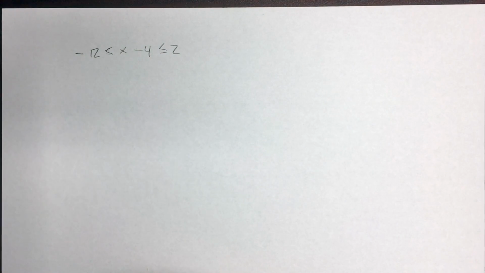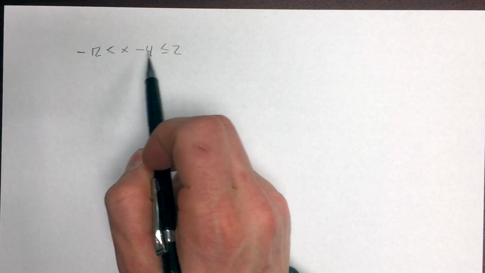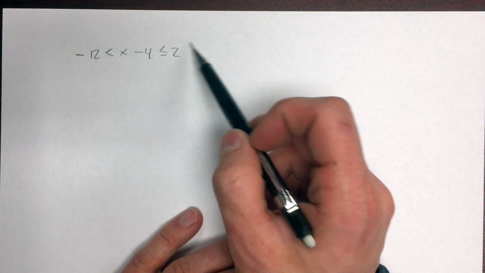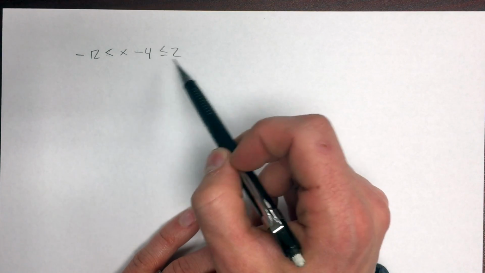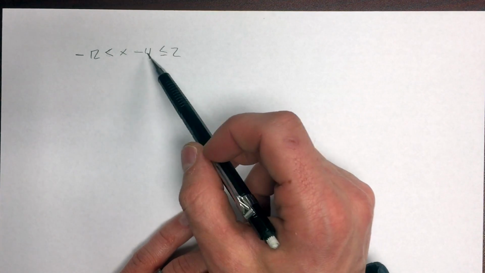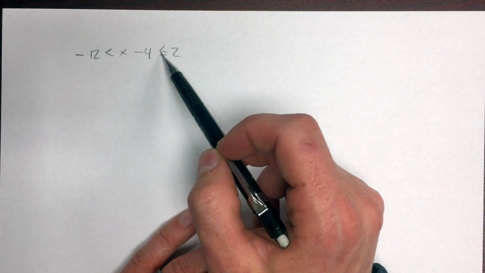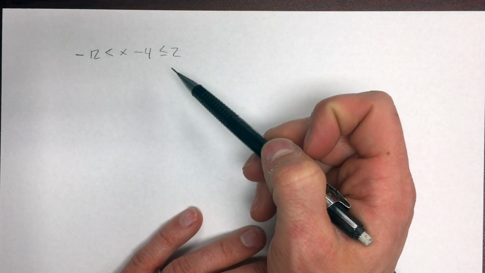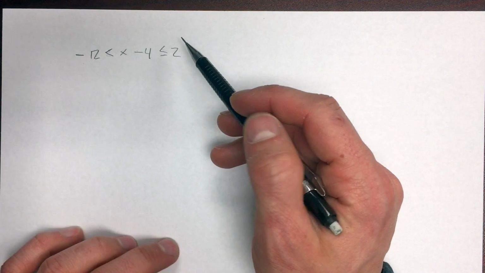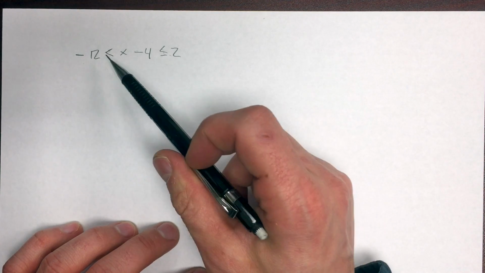Okay, let's take a look at this right here. We have negative 12 is less than x minus 4, and we have another inequality tagged on to the end here. And it says that negative 12 is less than x minus 4 is less than 2. Okay, so what we're going to do is split this into two different inequalities. So we're going to use the symbols as a guide of how to do this.